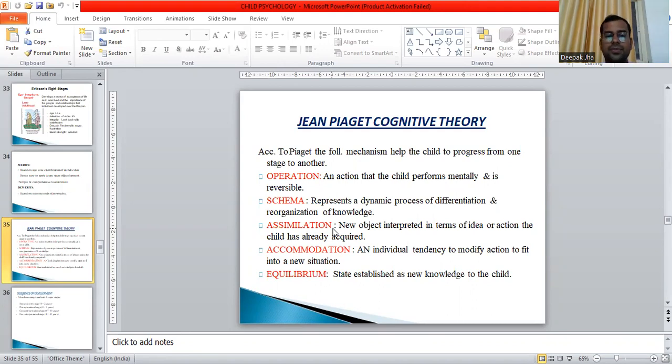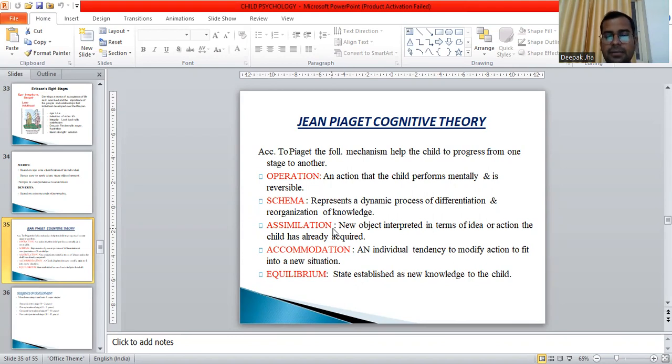So let us consider this with an example. What is operation? Firstly, operation is any action that the child performs mentally. For example, let us consider a child who is sitting at his window. The child sees a buffalo. Now this action of seeing the buffalo, or the data, is operation, and this action is performed mentally. The action of thinking, anything which can be performed mentally, is operation. And this is reversible.